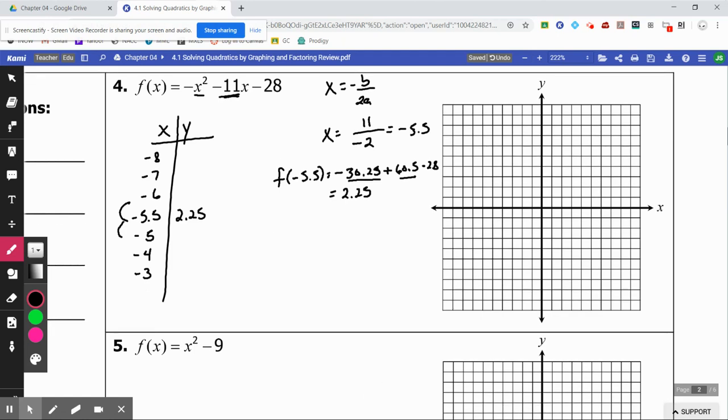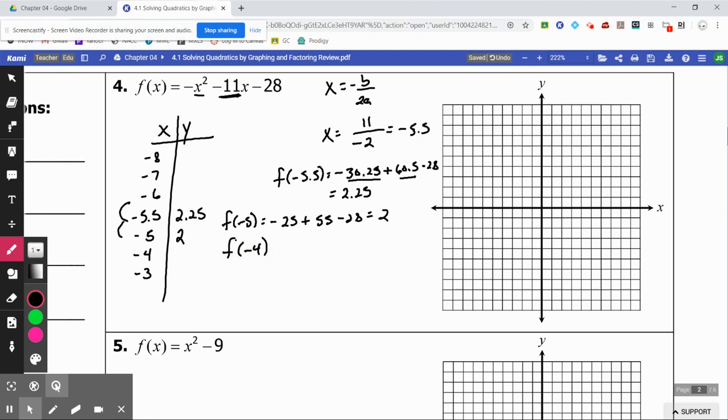Let's find f of -5. Leave the negative, square the -5 will be a -25. Negative times a positive will be a +55 minus 28. That'll be a -53 plus 55, which is 2. Find f of -4. Leave the negative. Square the -4 gives you 16. -11 times -4 is a +44 minus 28. That gives you a 0. So we already have our solution there.